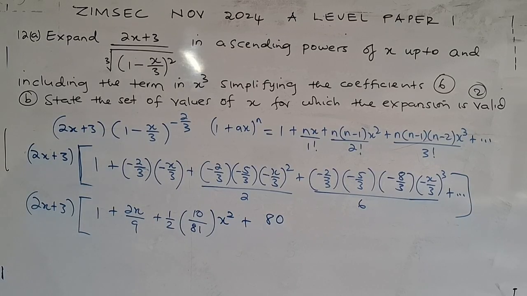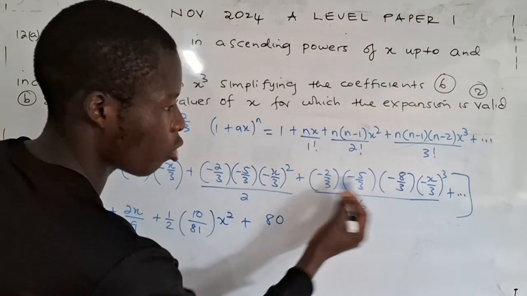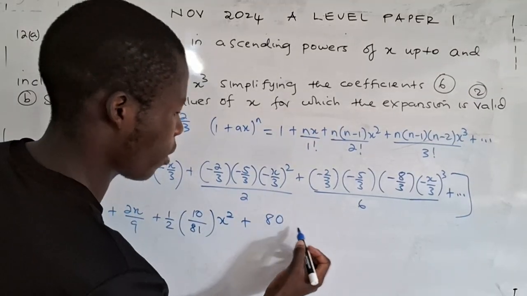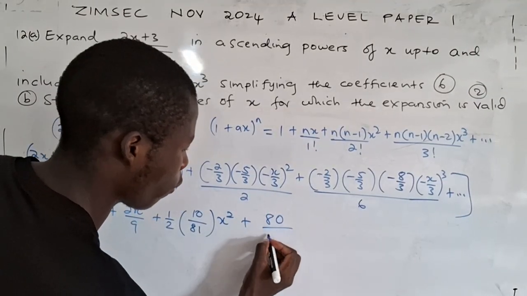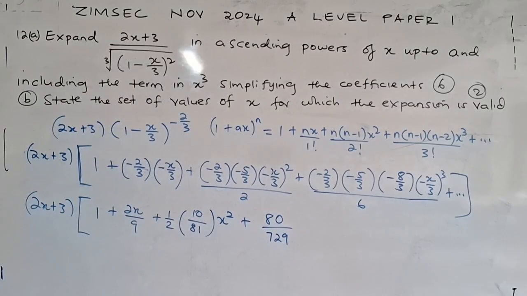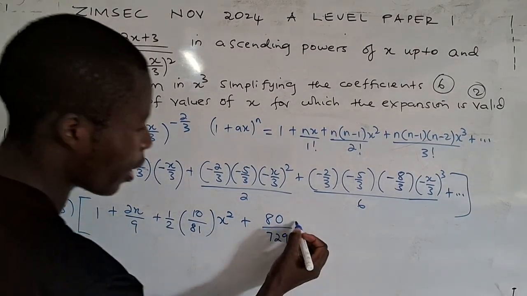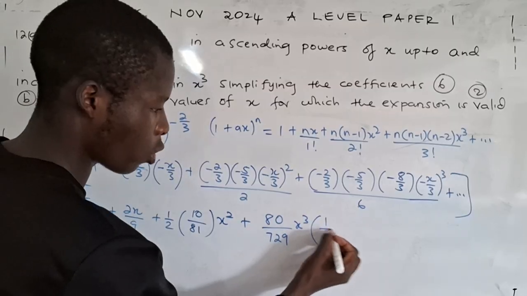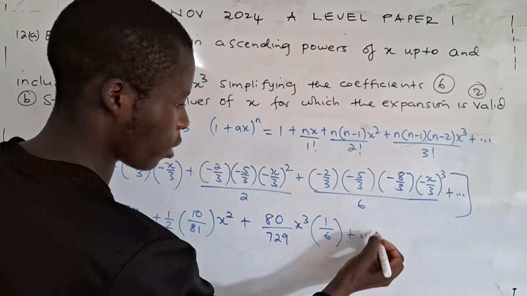Okay. So 27 times 27, what is the answer? This is 729. Okay. So I have 729. Yes. So 80 over 729. Here we are. This is x to the power what? To the power 3. Here already I have 1 by 6. So I'm going to write 1 by 6 here.